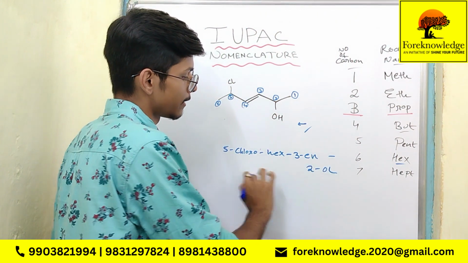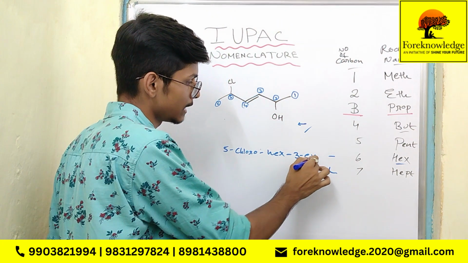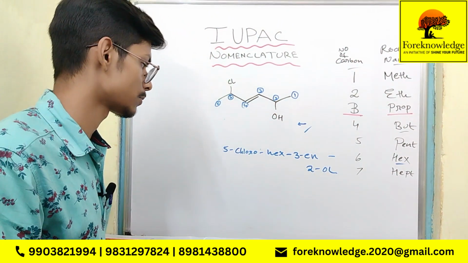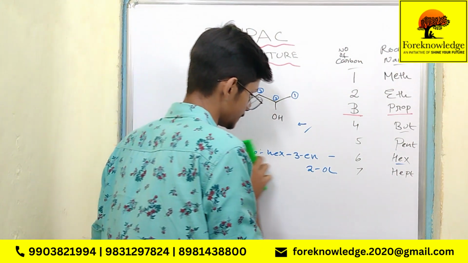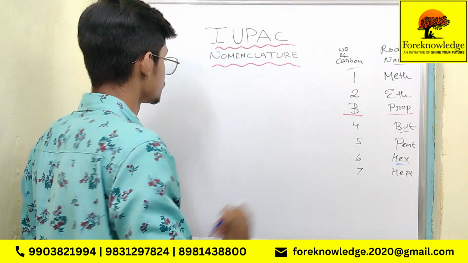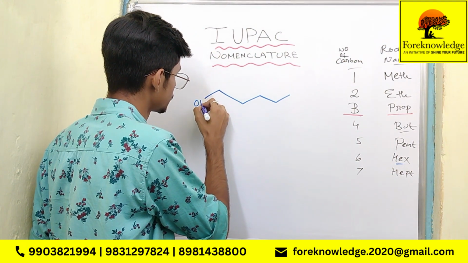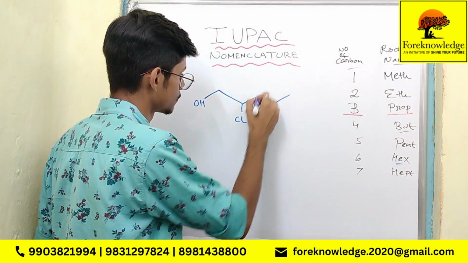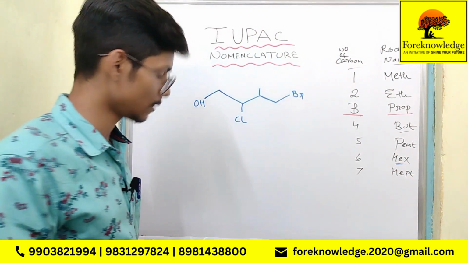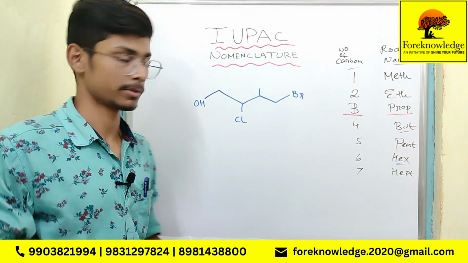Now it's a completely correct IUPAC name. So its name is 5-chlorohex-3-en-2-ol. So the name of this compound is this. Okay. So now I'll be showing you more examples. Okay. So what is the name of this compound?